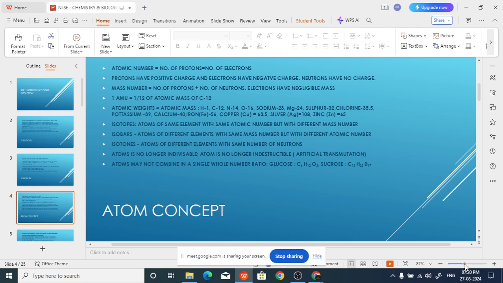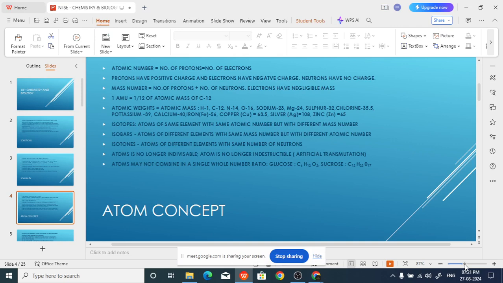What is the symbol for sodium? Na. Na is sodium. Sulfur is just S. Chlorine is Cl. Calcium is Ca. The atomic weight of calcium is 40.